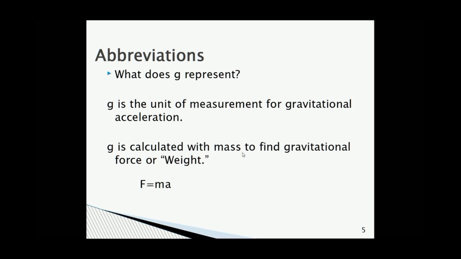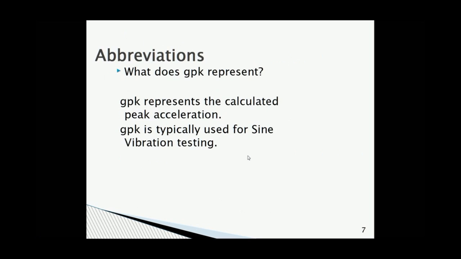Moving on, what does G's peak represent? G's peak represents the calculated peak acceleration, which is used typically in sine vibration testing. Now, we will define sine vibration later on in this presentation, but I wanted to give an example of what G's peak is used for. Now, we're going to define G's peak. You already know what G stands for. G stands for gravitational acceleration, which we just defined.